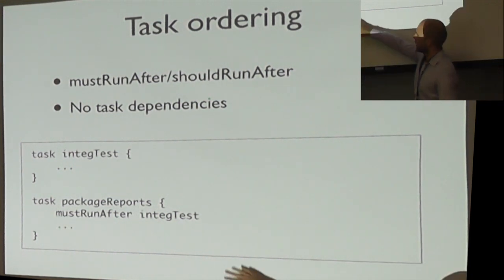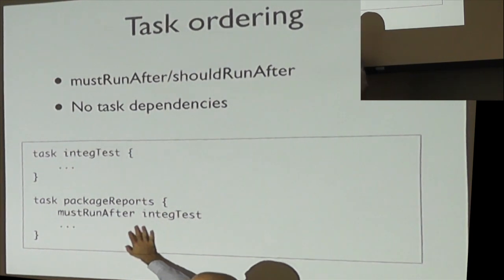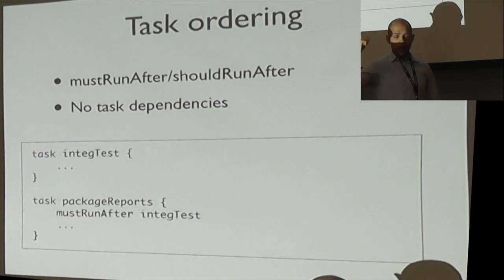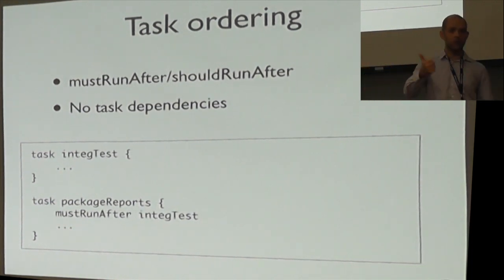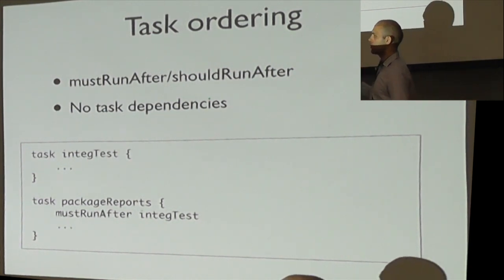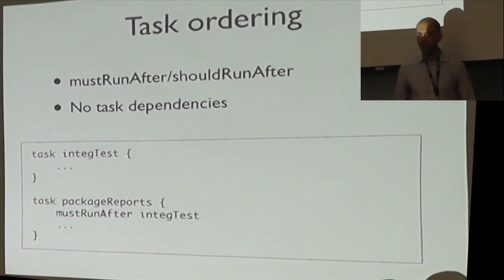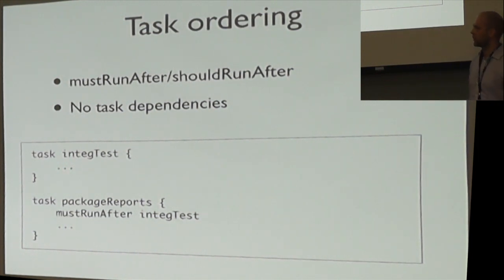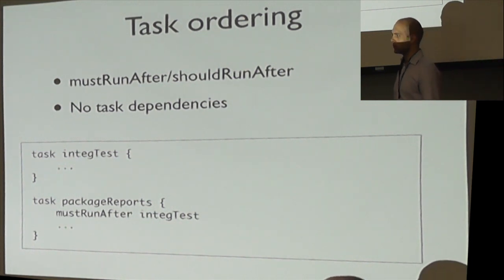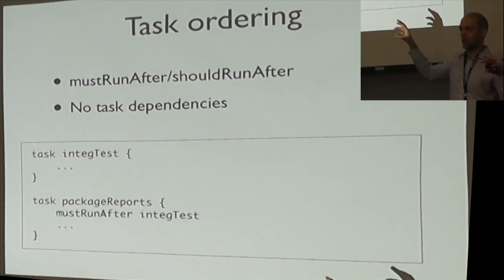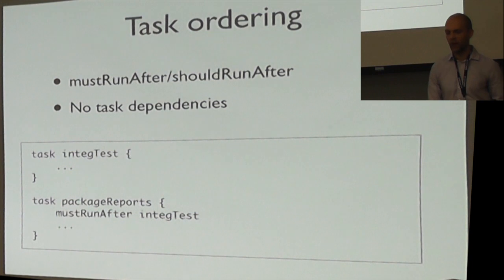So let's consider an example here. This is a real life example, from the Lazybones project. I have integration tests. I have a task for running the integration tests. It is a custom task. I also have one to package the reports as a zip file. This is because if you use something like Drone.io, the continuous integration server, they don't make test reports automatically available to you, but they will make binaries, zip files and stuff in your build output available to you to download.